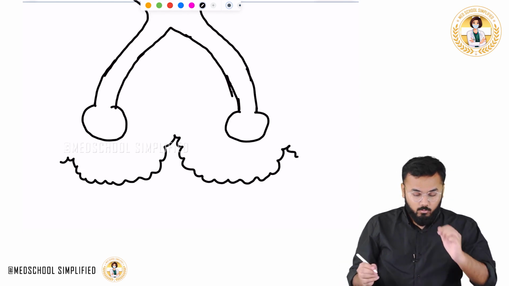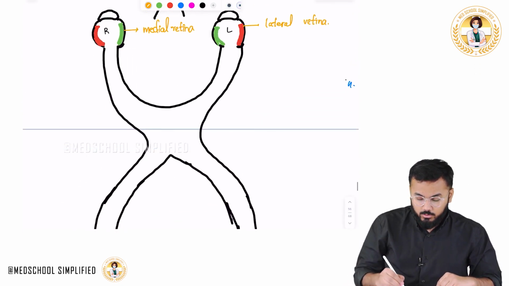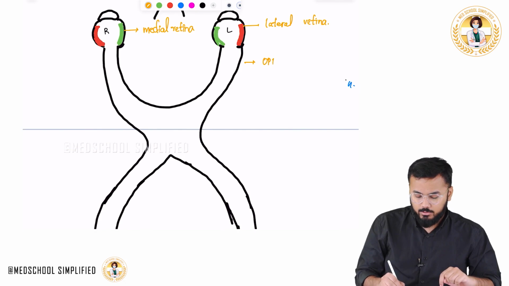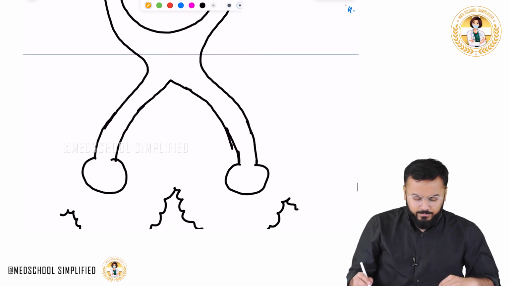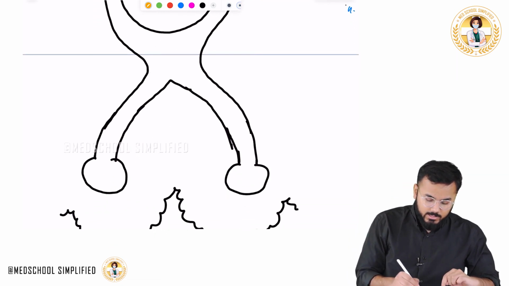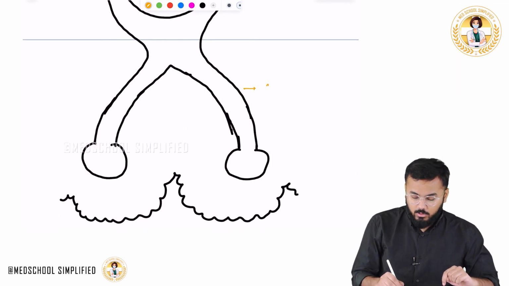Right. Now, first of all, let me write down the structures over here, then I will tell you what the things are. So this one over here is called your optic nerve. Okay, so one on the right, one on the left, right optic nerve, left optic nerve. And this part over here, the center point, I will draw it later on, that is called the optic chiasma, and this is called the optic tract.